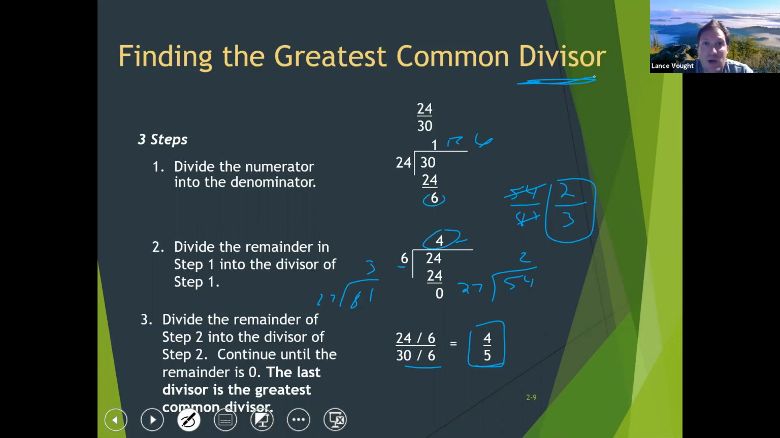Now, if you have prime numbers, then the greatest common divisor is just going to be 1, and that means you're done. So let's say we have 3/19. Both of these are prime numbers. You do 19 divided by 3, you get 6. 18 is 1, so you have a remainder of 1. And then you have 3 divided by 1, and you get 1.